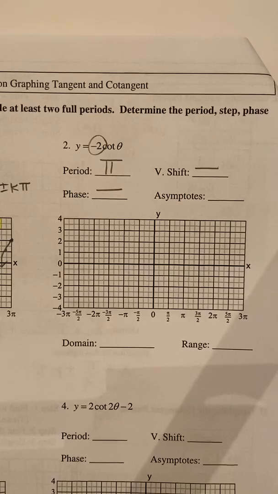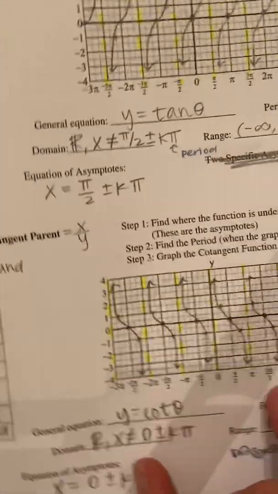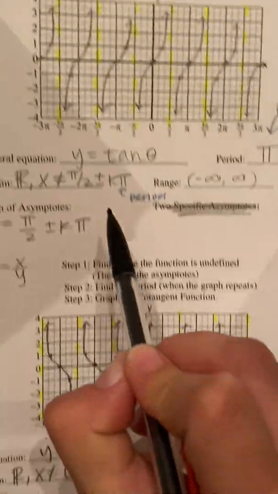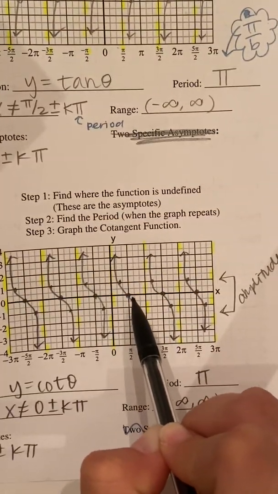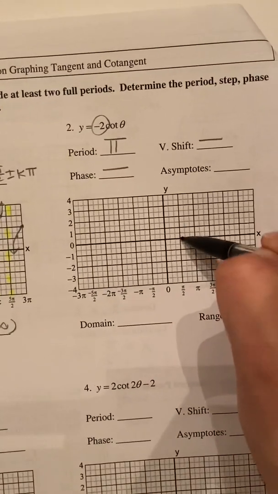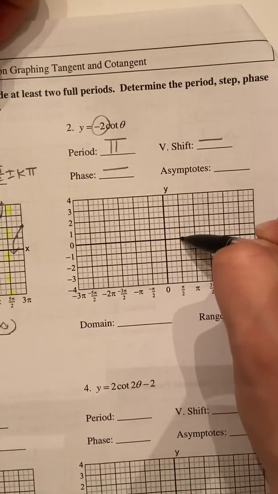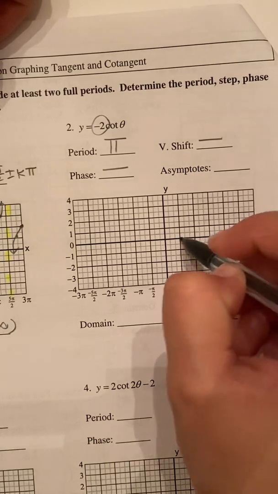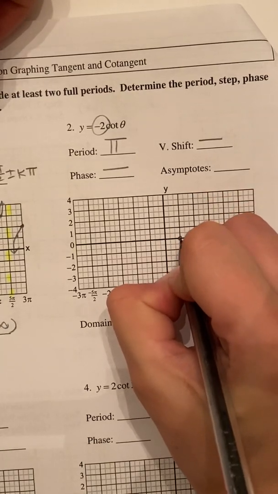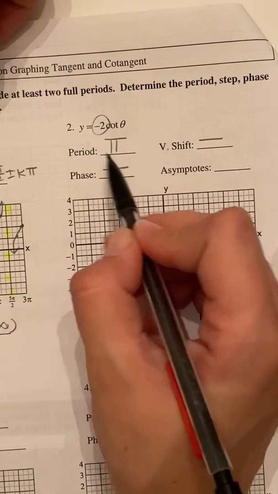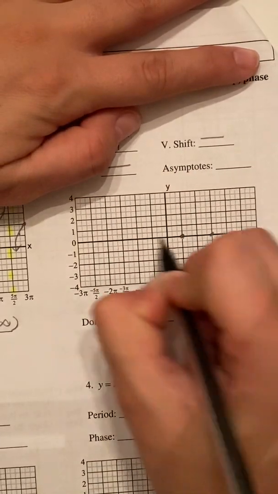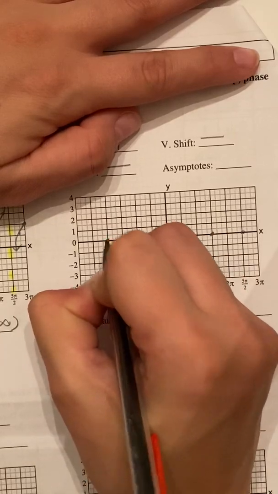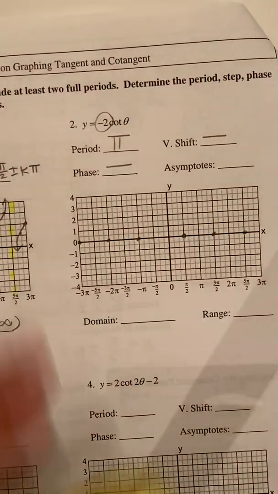So let's go back and remind ourselves what parent function for cotangent looks like. So instead of starting on 0, I'm going to start at pi over 2. So I'm going to look at this point first. So I'm going to start on pi over 2. I don't move up or down, and I don't move left or right. So I can start right here. All the other zeros are pi away. So go pi away. And then put your asymptotes between those.